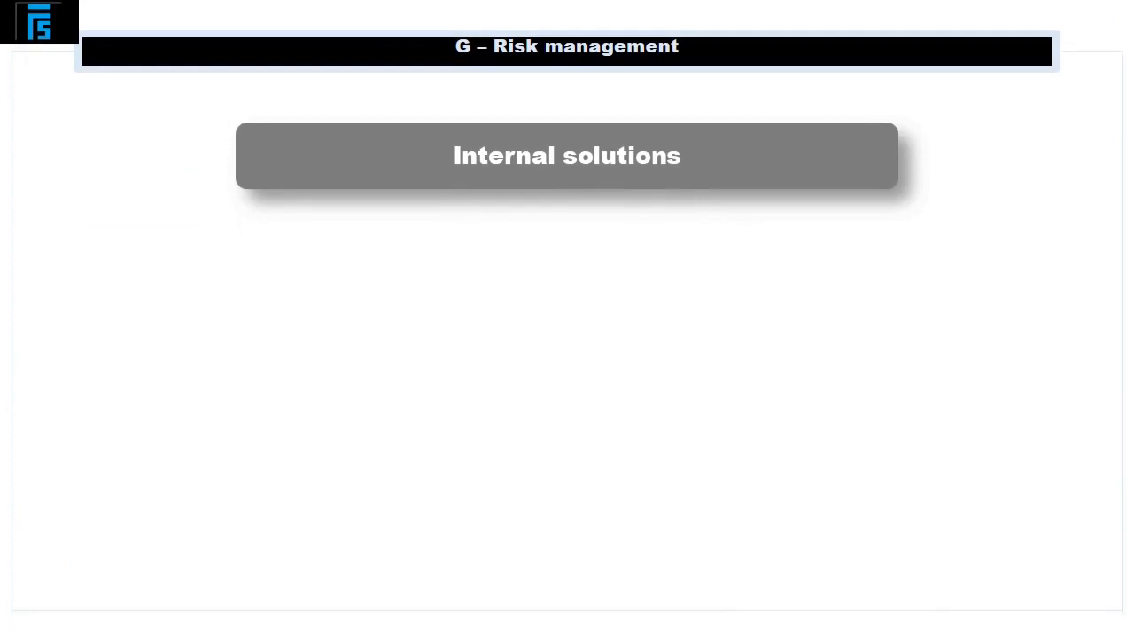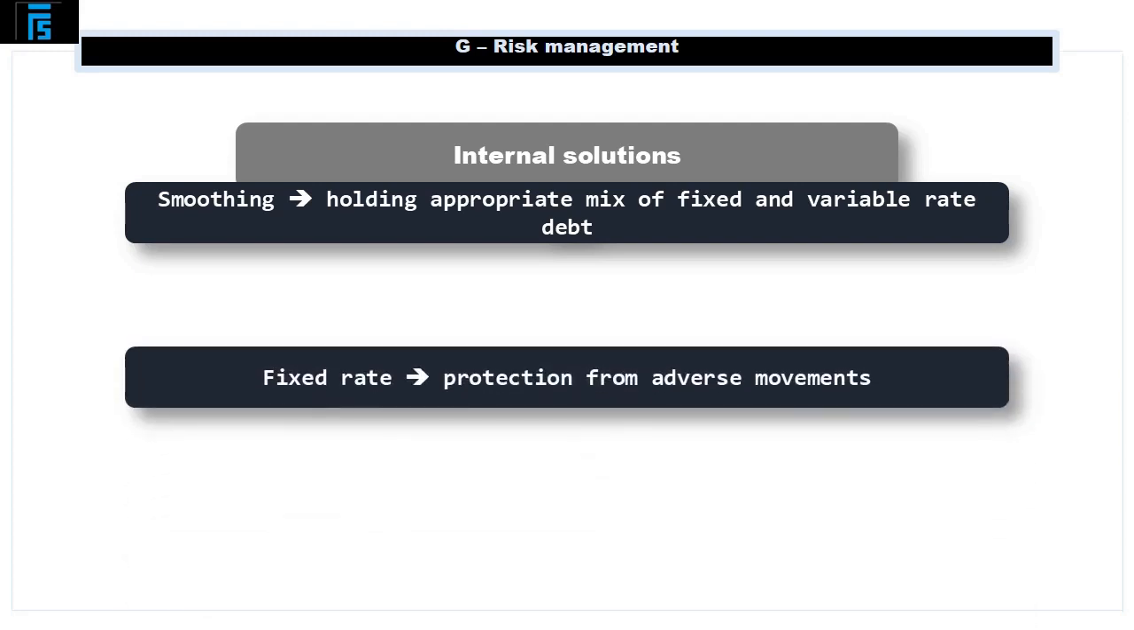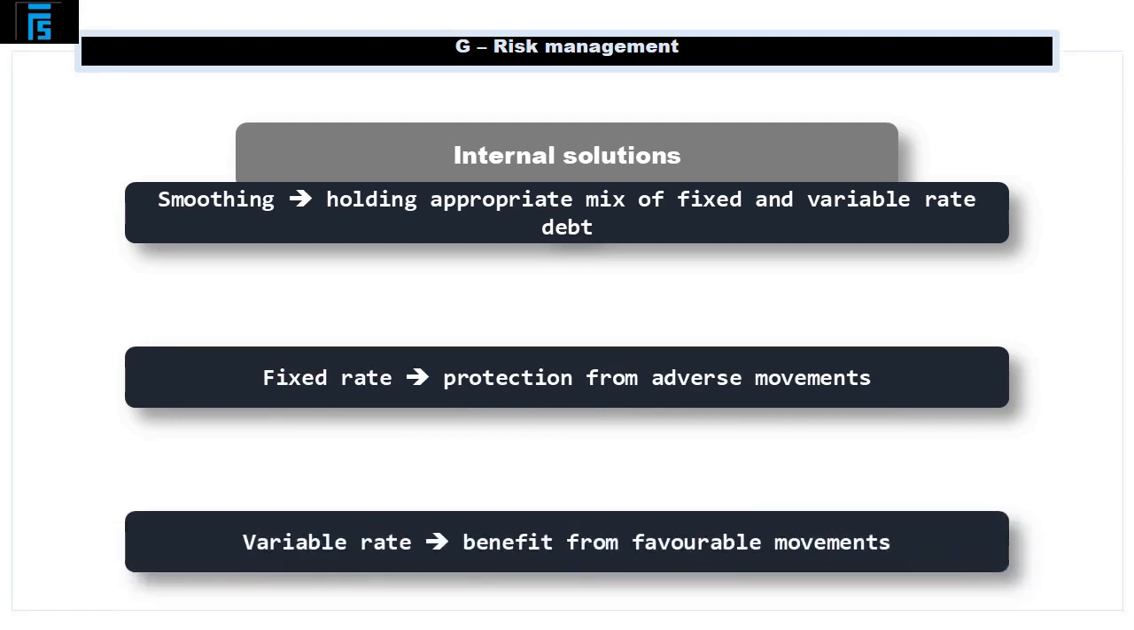Internal solutions. Companies will often adopt an approach known as smoothing in an attempt to manage the interest rate risk on current borrowing. This refers to holding an appropriate mix of fixed and variable rate debt. The fixed rate provides protection from adverse rate movements, whilst a variable rate still allows them to benefit if the rate moves in their favour.